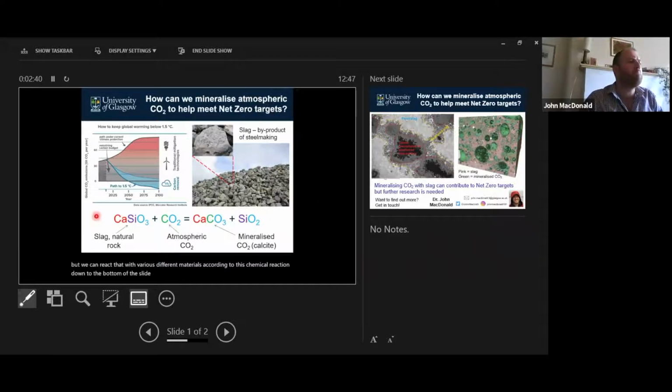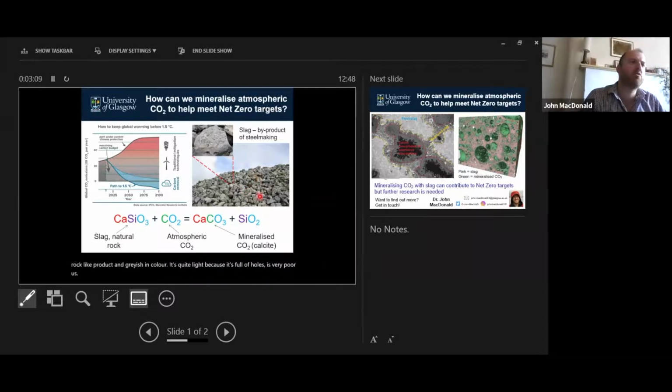We can react CO2 with materials which are rich in calcium or other similar elements like magnesium. So this could be some kinds of natural rocks. But we can also use things like slag, a byproduct from an industrial process, in this case, steel making. Now, slag is a kind of rock-like product. It's grayish in color. It's quite light because it's full of holes. It's very porous.